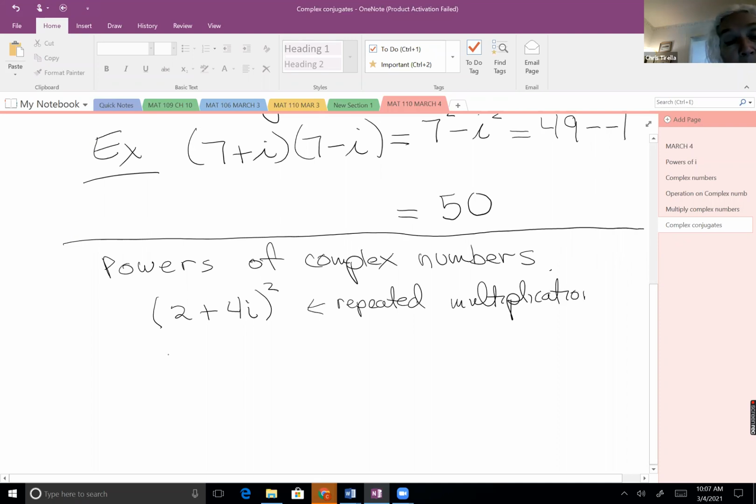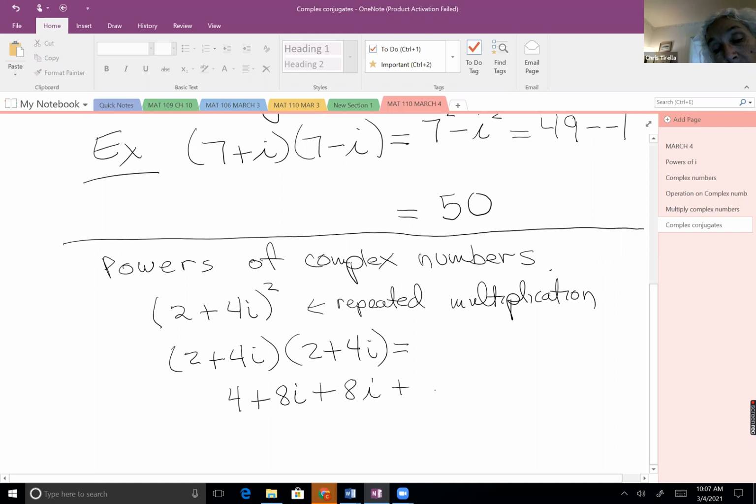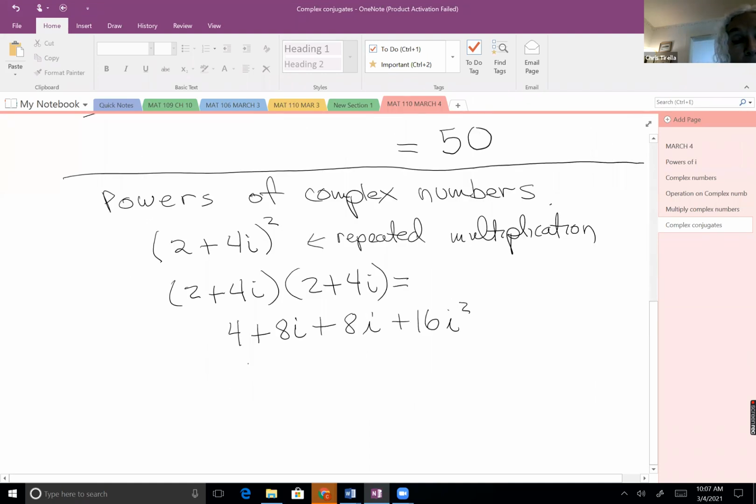And so in terms of repeated multiplication, that would be when I'm squaring that, 2 plus 4i times 2 plus 4i. And then we'd have to multiply that out. 4 plus 8i plus 8i plus 16i squared, which would give me 4 plus 16i. i squared is negative 1, so minus 16. So in standard form, that would be negative 12, pardon me, plus 16i.